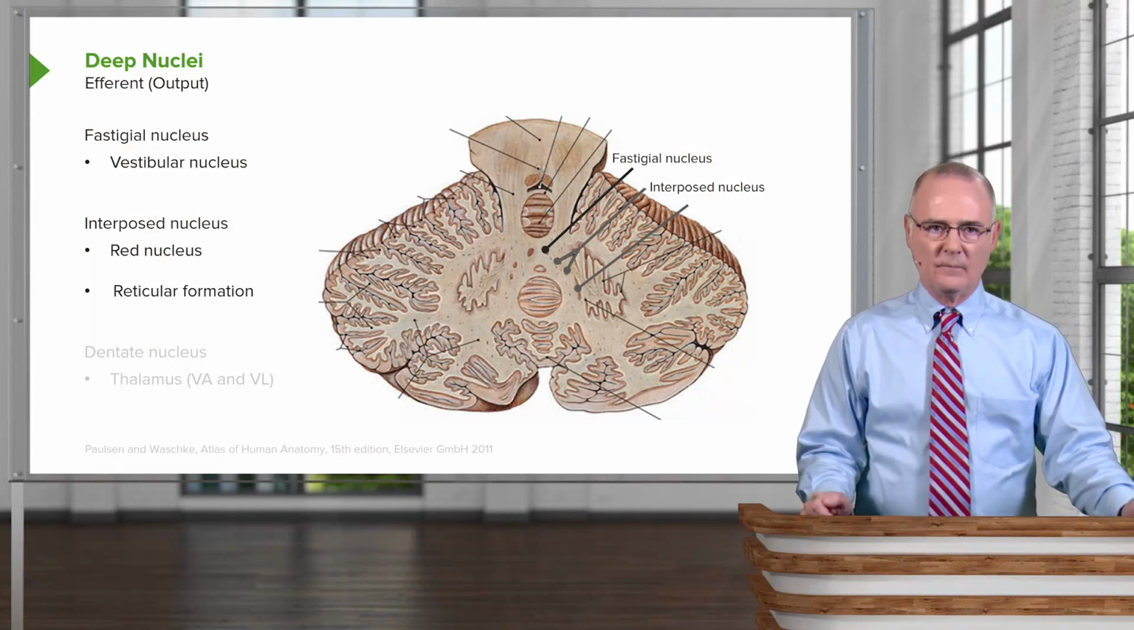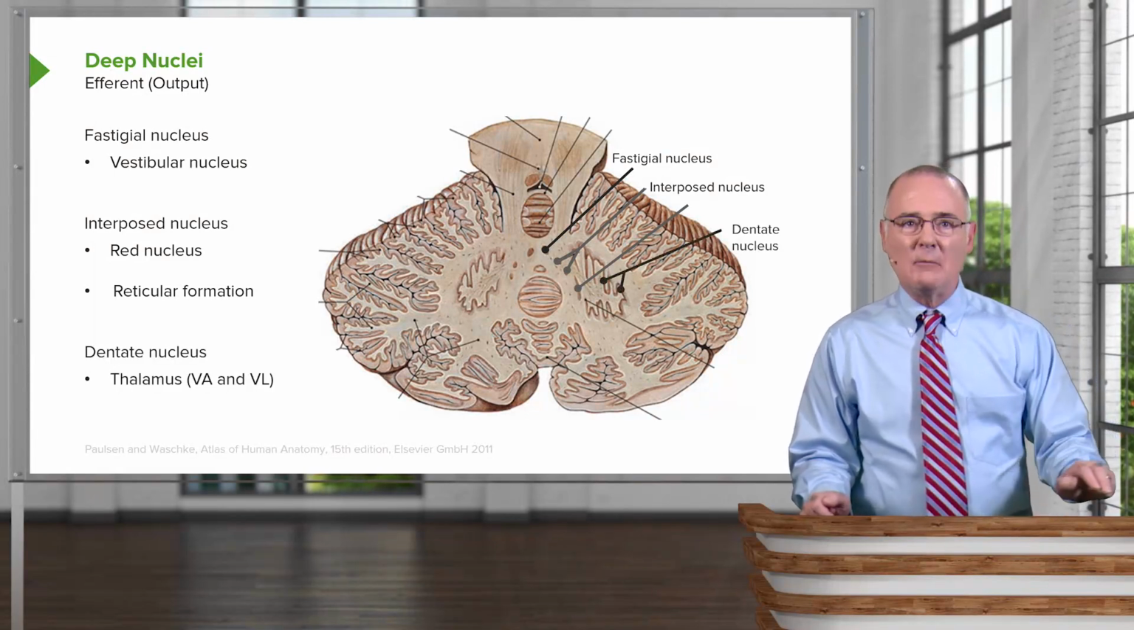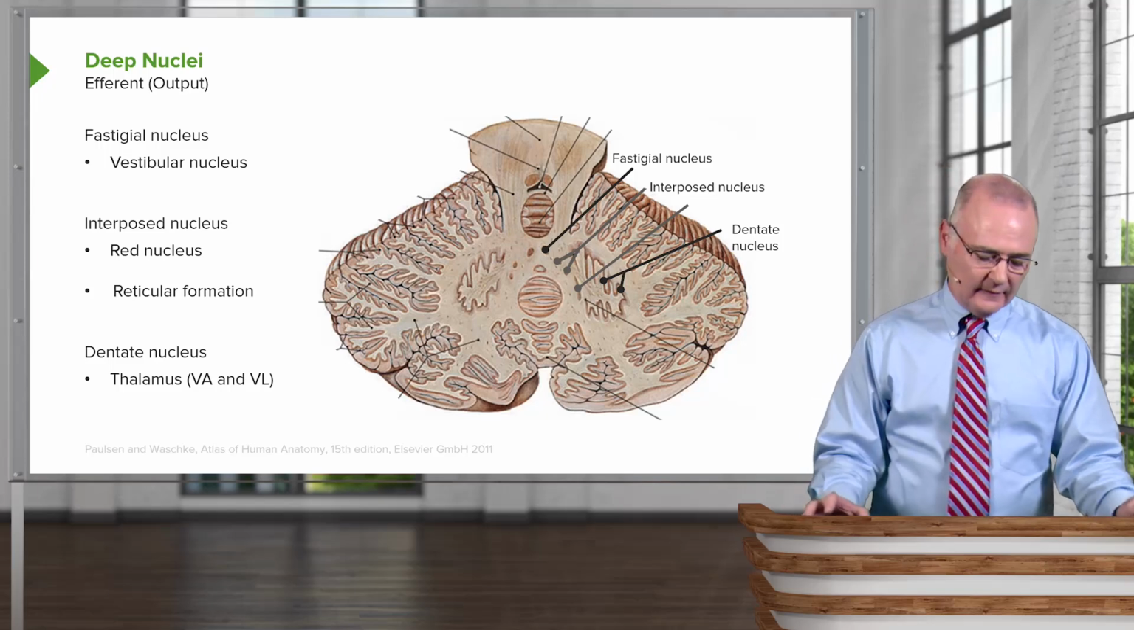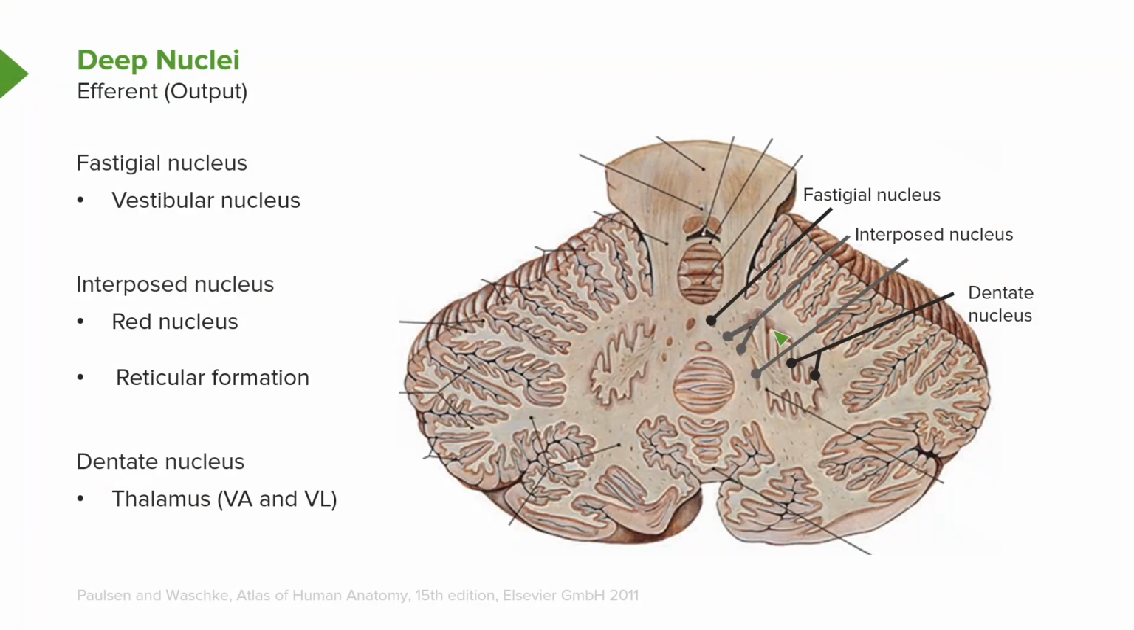The most prominent nucleus is the dentate nucleus. And you can see the irregular contour of this very large nucleus. And here it is on the opposite side. This projects to the thalamus, specifically the ventral anterior and ventral lateral thalamic nuclei.